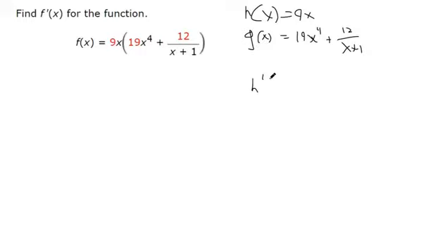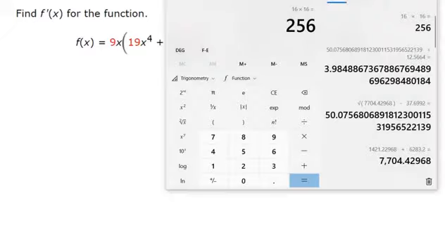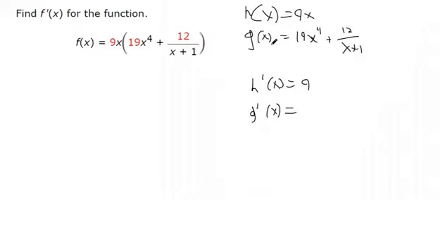So the derivative of h of x is nice and easy. It's just using the power rule. And the derivative of g of x just takes a little bit of extra work, but we get to use the power rule in the first term, because with differentiation we can go term by term. 76x to the third. And then here, if you want to use the quotient rule, you can.